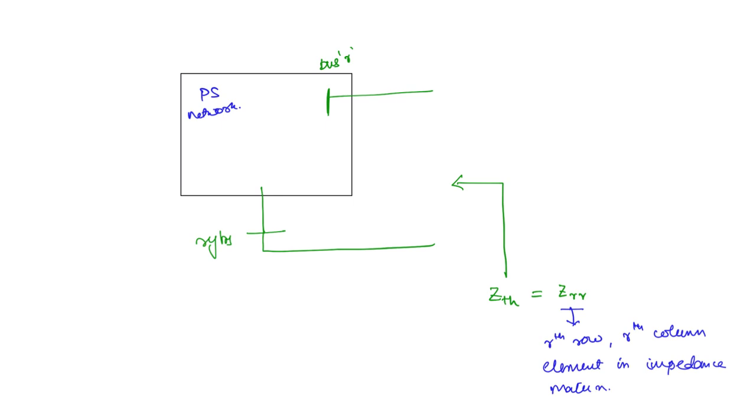Okay, so this is another relationship that you need to know. You can take this as a third relation. Now we will come to the actual fault calculation. So let us take a power system network here, and the fault has occurred at bus R.